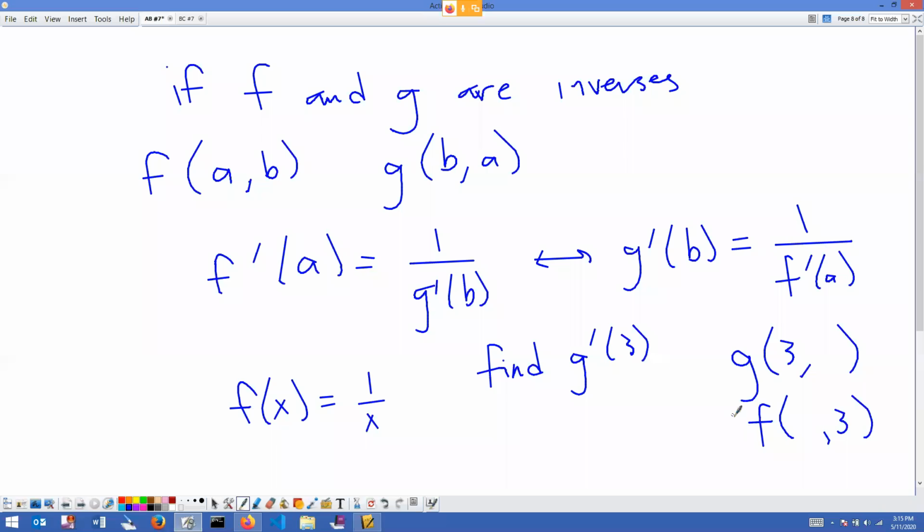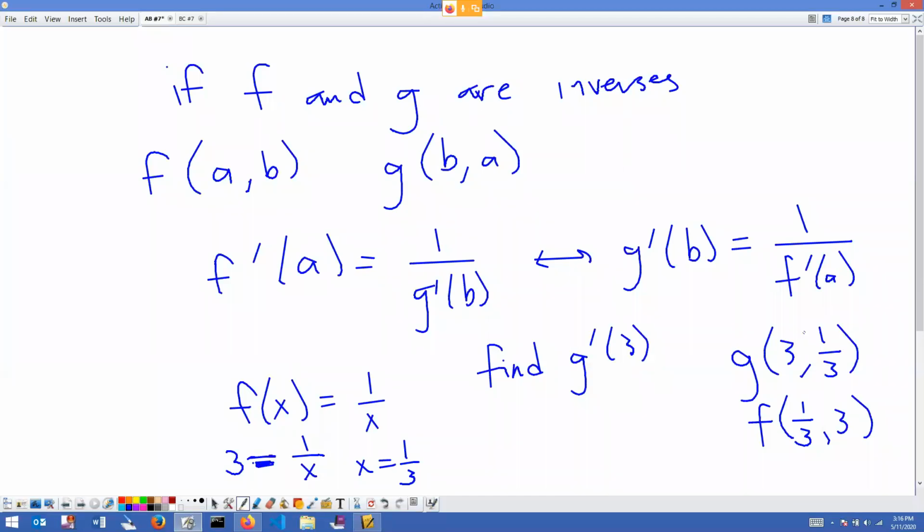And so our goal is to not have to actually find g of x. Now, it's easy enough to find g of x because we can find the inverse of 1 over x, but for many functions, that's not as easy to do. So what we need to do is figure out what value of x gives us 3 for f of x. So we're going to say 3 equals 1 over x, and that's true when x equals 1/3. So this value is now 1/3.